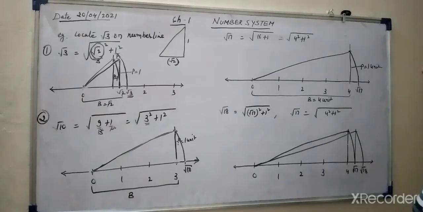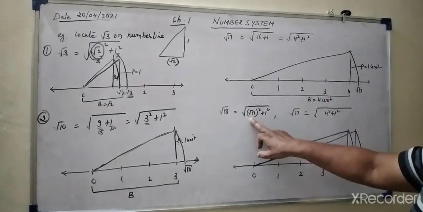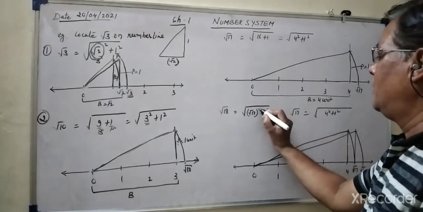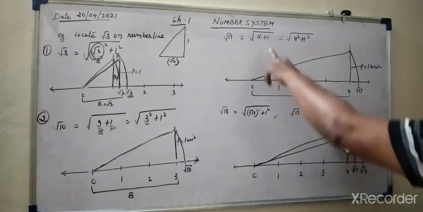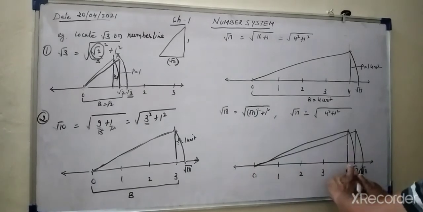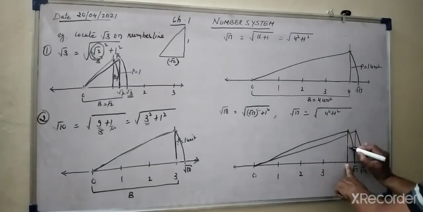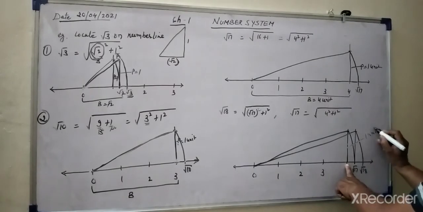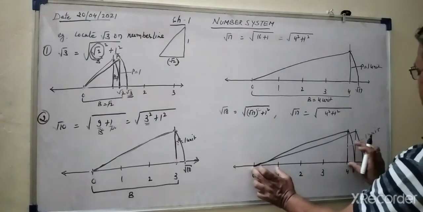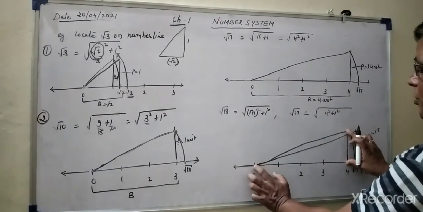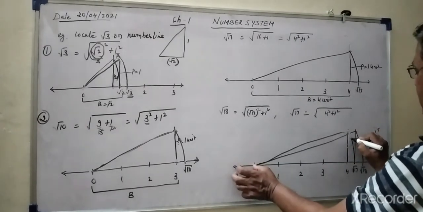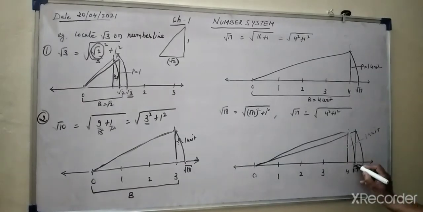Similarly, we can draw root 18 also. Root 18 is base root 17 square plus 1 square. So first of all we will draw root 17, which is 4 square plus 1. First we take the base as 4 units, then perpendicular 1 unit. Then open the compass 1 unit, cut the arc, and join 0 to this arc. Then put the compass here, open up to here and cut the arc. Wherever it intersects, that is root 17.